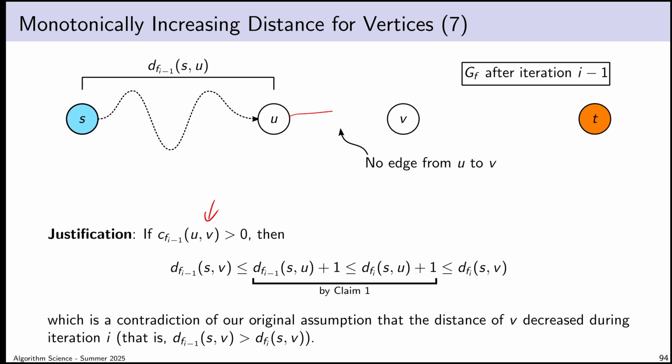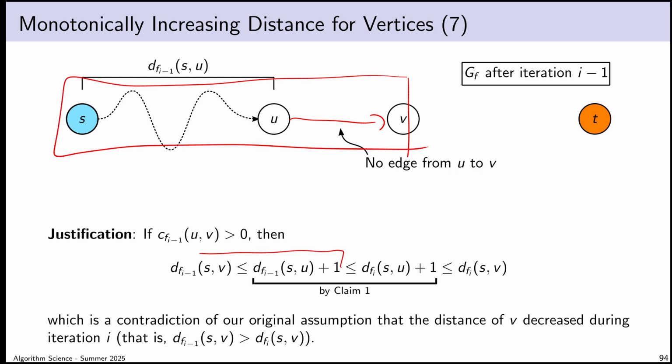What that would mean is that there is an edge in the residual network from U to V at the beginning of iteration I. Okay, but if that's the case, then we can actually say some things about the distance from S to V. At the end of iteration I minus 1, the distance from S to V is going to be less than or equal to the distance from S to U plus 1. Because if there is an edge from U to V, then the distance from S to V cannot be any greater than this distance. It might be smaller, so there could be a shorter path from S to V for all I know. But we know that the shortest path from S to V can be no longer than this. That's this part of the inequality.